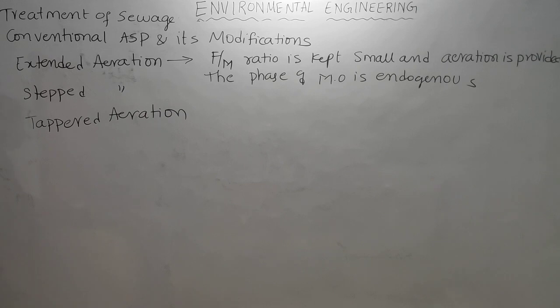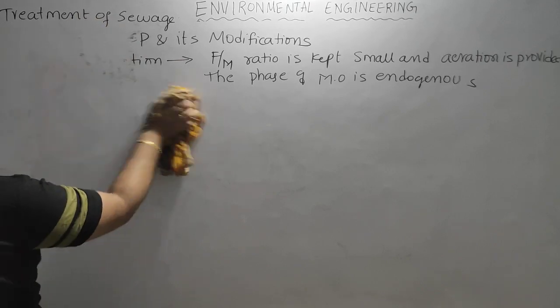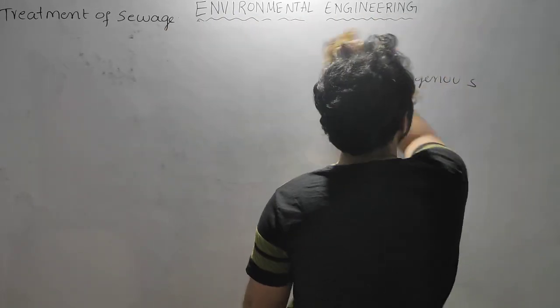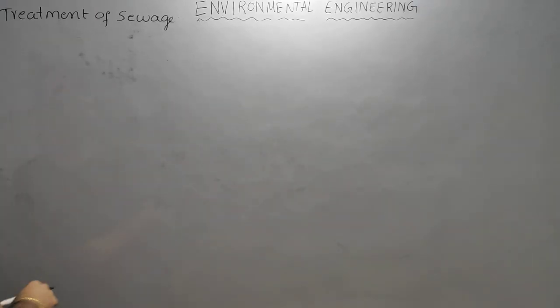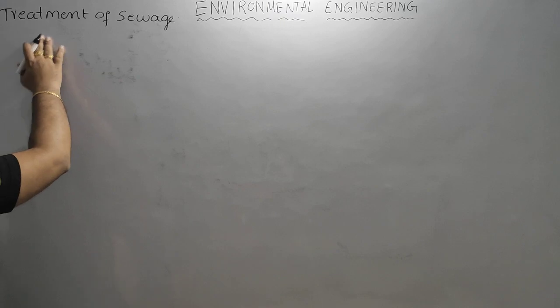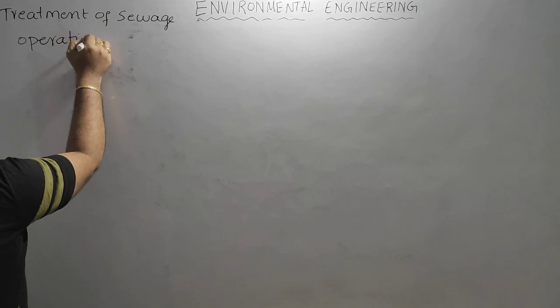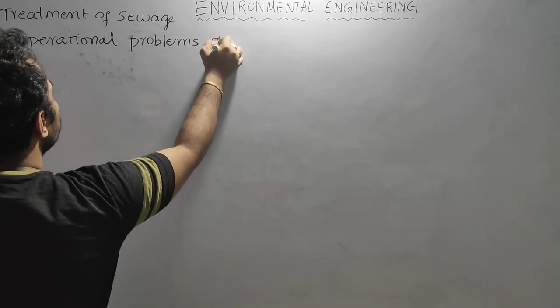Now there is one more last concept, that is operational problems in the activated sludge process. What are the operational problems? During the operation, what are the problems we face? This is a very, very important topic for the examination. Anyways, we'll do all the previous GATE questions, and you will get an idea on this topic. Operational problems of ASP.